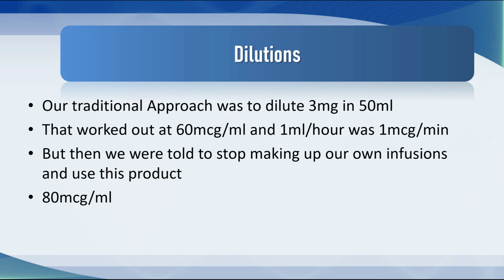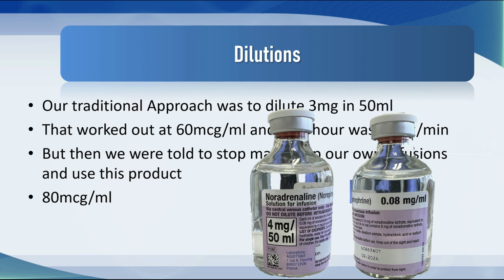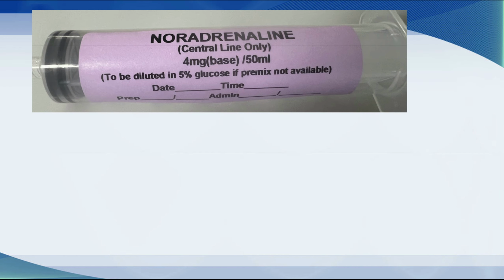But then we were told to stop making up our own infusions because that is dangerous and there's all kinds of potential problems with that, and to use this particular product, which is a pre-diluted version of noradrenaline that comes in 50 mils, that can be drawn straight into a syringe pump, and that has a different concentration of 0.8 milligrams per mil or 80 micrograms per mil. That gets sucked out of the vial into this 50 mil syringe and then delivered via a syringe driver. And you can see the syringe driver is delivering this concentration at 4 mils per hour. Hence the reason why the bedside nurse may have said to me the patient's getting 10 mils per hour.